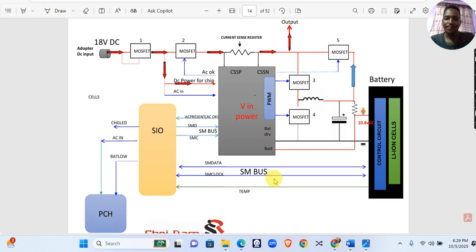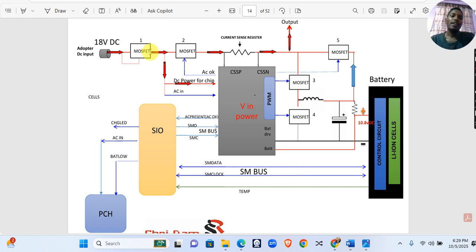As you can see here, you have some signals running all the way from the battery into the SIO. First you have SM data, then SM clock, then the temperature. These are the signals which must be there. The 3 signals must be there to ensure there is communication between the 2 systems, that is the BMS and the SIO, right? In case you're missing one of those lines, or one of those signals, you will also have a problem with your charging, right?